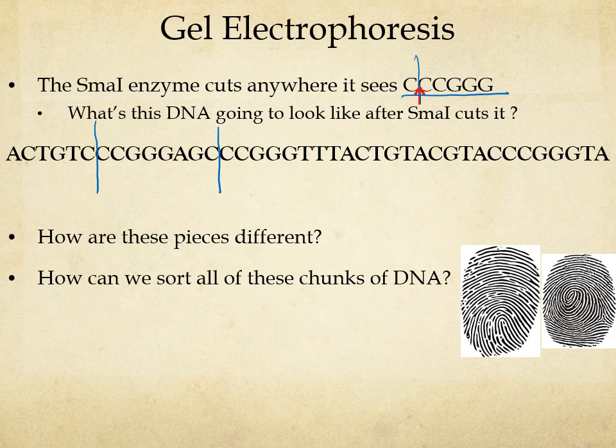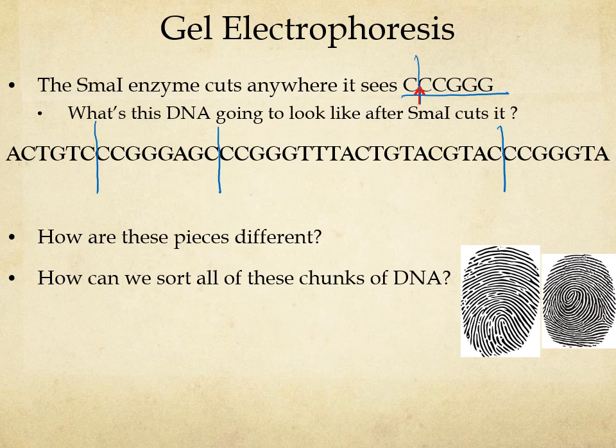And let's see, any more on here? C's and G's. 1, 2. Is that the one at the end? 1, 2, 3 C's, 1, 2, 3. Yep. 3 C's and 3 G's. So I can cut one more time at the end. Okay, so we cut it 3 times. And that's going to be some of the answer to our questions here.